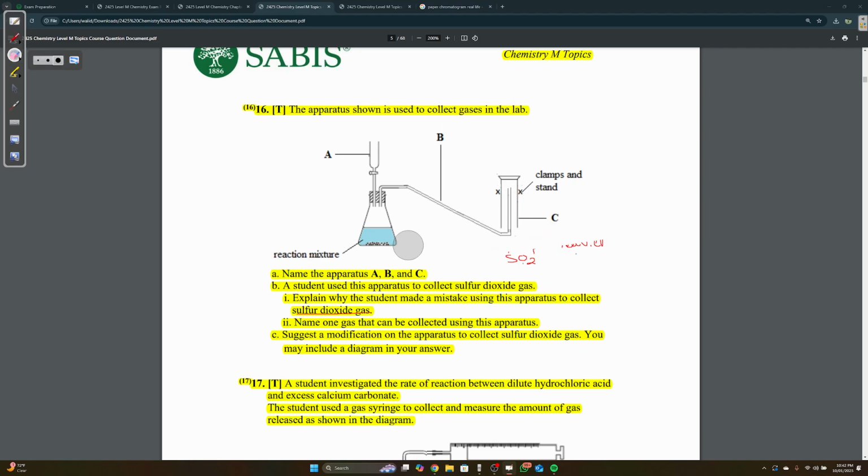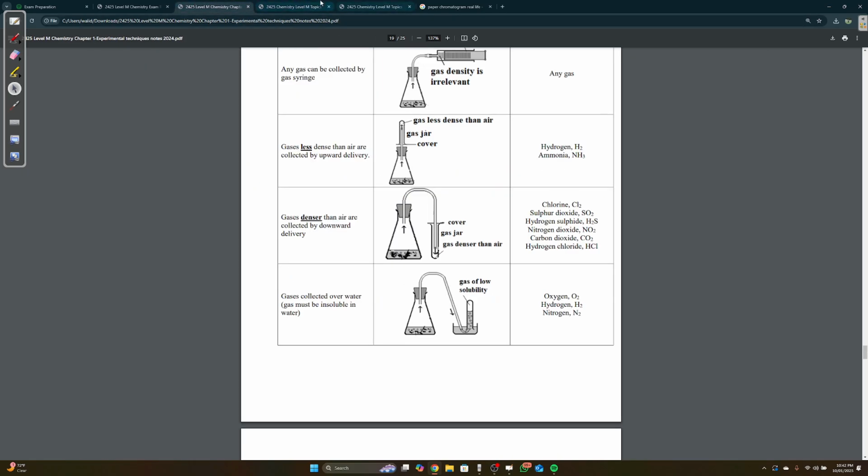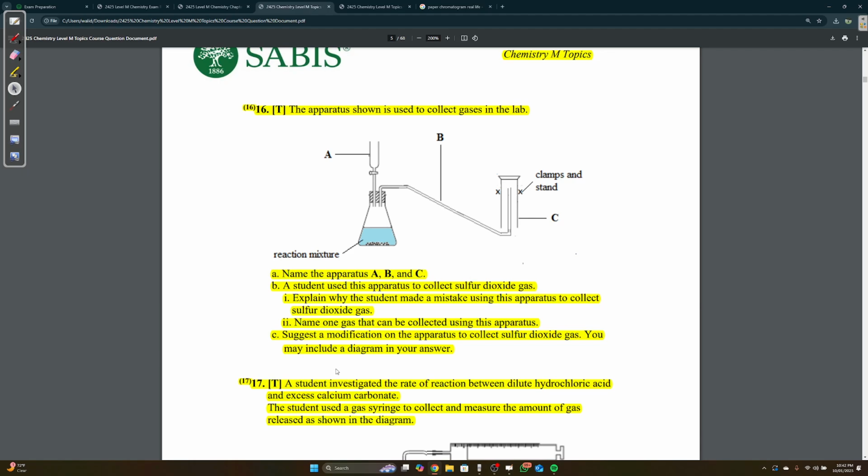So that's why you can say he should have used downward delivery, but they said explain. Again, explain why. It's 2 marks. He should have used downward delivery. Why? Because SO2 or sulfur dioxide is heavier than air. So since it's heavier than air, it will escape from the jar. Okay, you memorize this example.